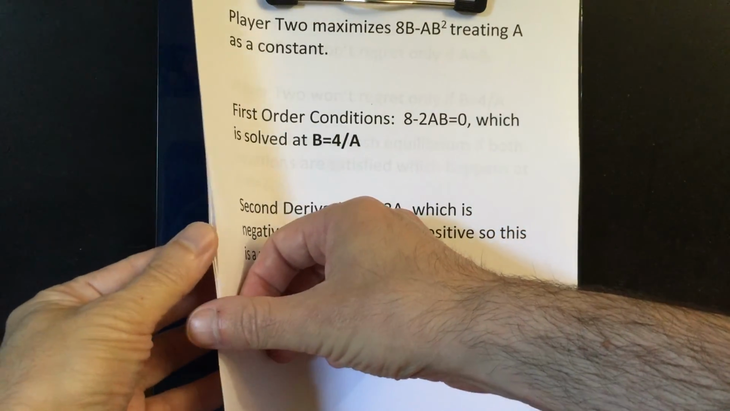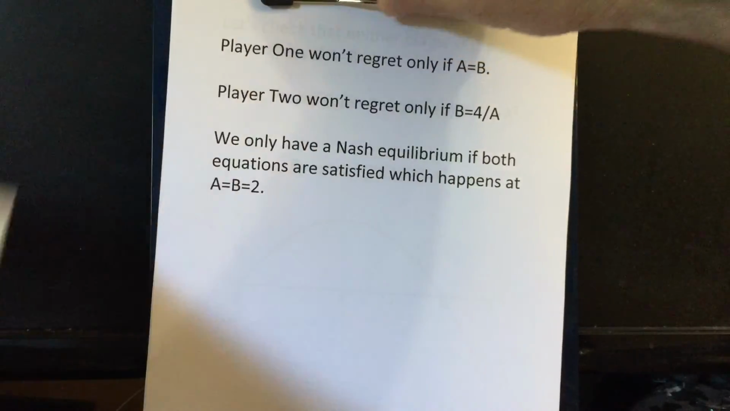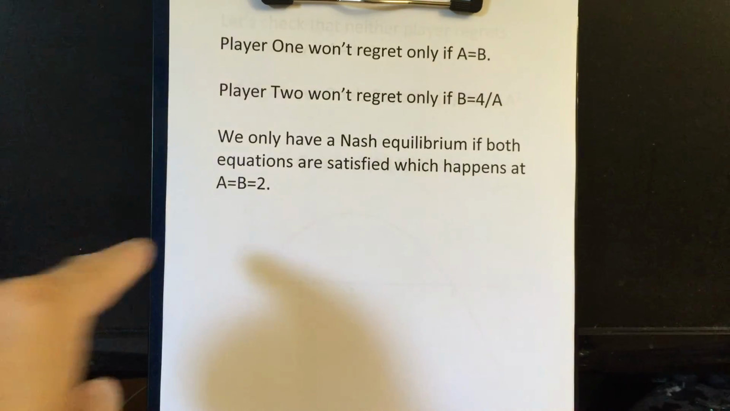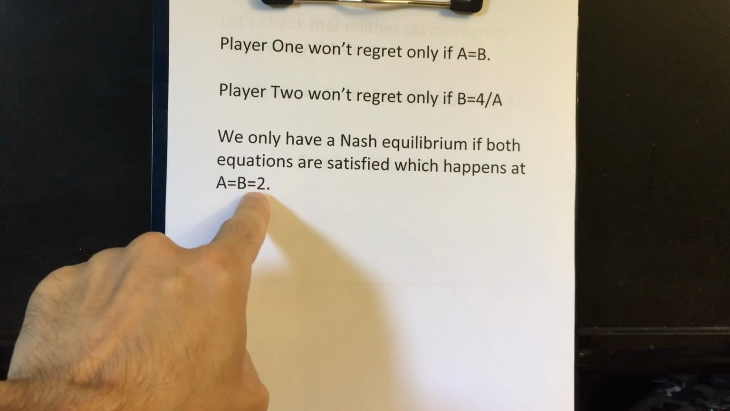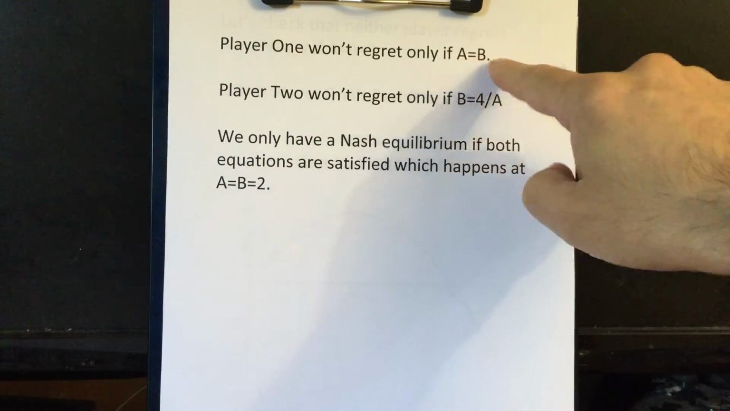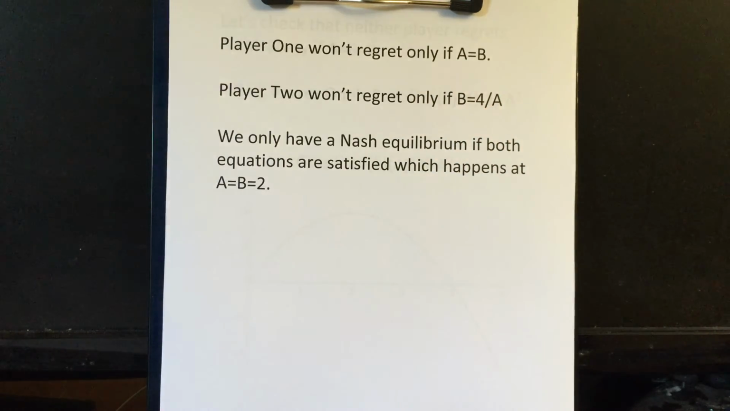So we've got now two conditions for the Nash equilibrium. Player 1 won't regret only if A equals B. Player 2 won't regret only if B equals 4 divided by A. Well, look, we've got two equations and two unknowns. So most of the time that results in just one solution. And in this case, it occurs if A equals B equals 2. And you can see, of course, if A equals B equals 2, this is satisfied, and we have 2 equals 4 divided by 2, which is also satisfied. So this gives us a Nash equilibrium.